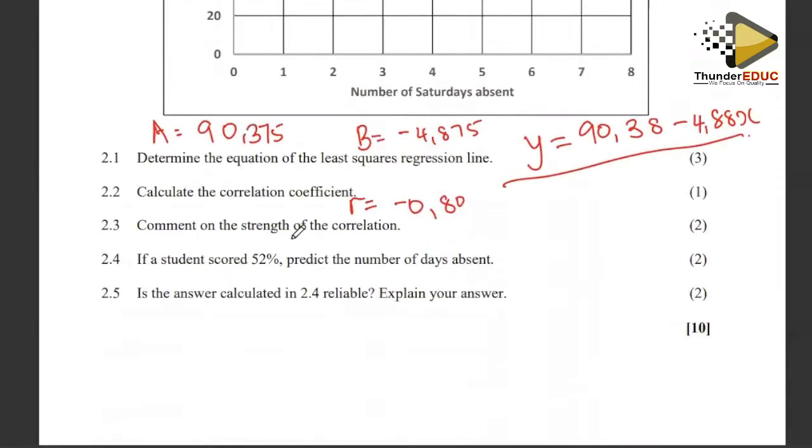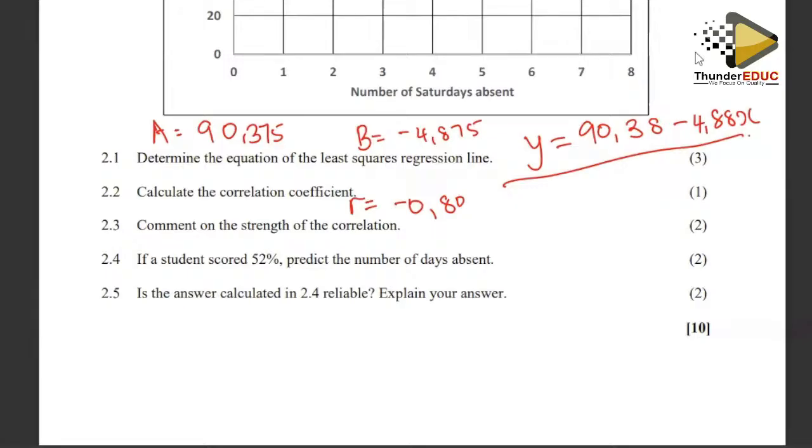Then comment on the strength. Whenever you're commenting on the strength, number one, you need to talk about whether it is weak, strong, or moderate. And then from there, we need to go on and talk about the direction.